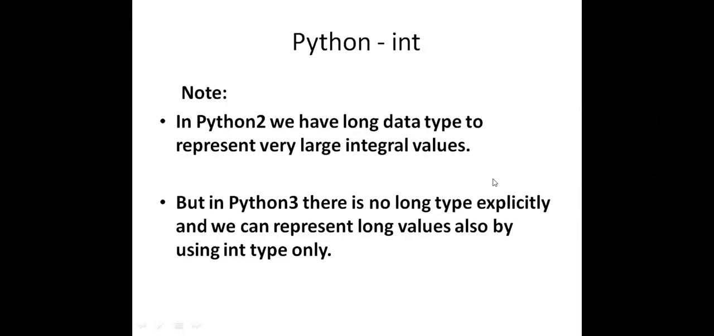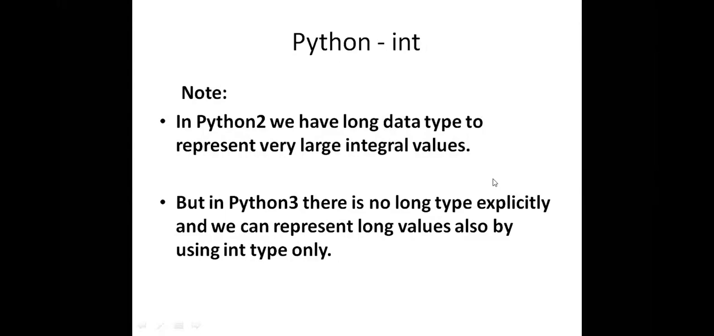There is no differentiation. In Python 2, you have long integer and short integer. But when it comes to Python 3, it is completely eliminated, and there is only one integer called int. Okay, have you seen the screen?